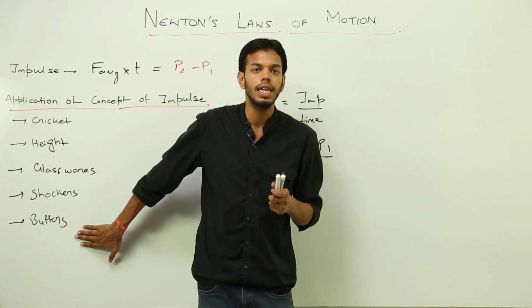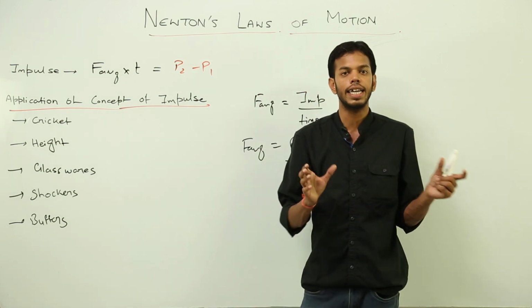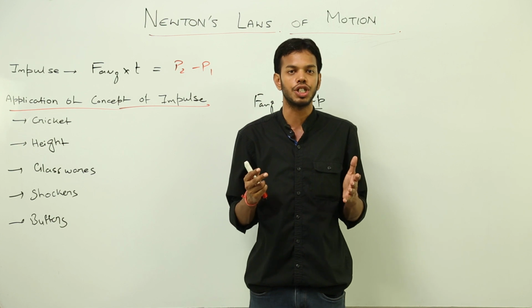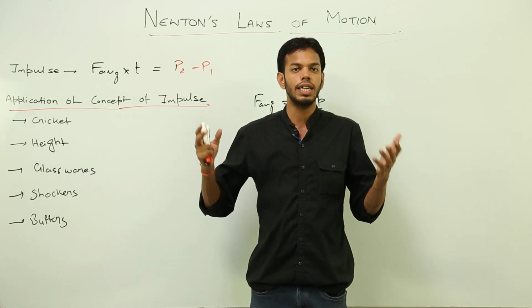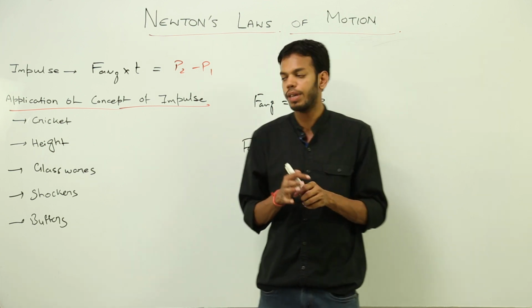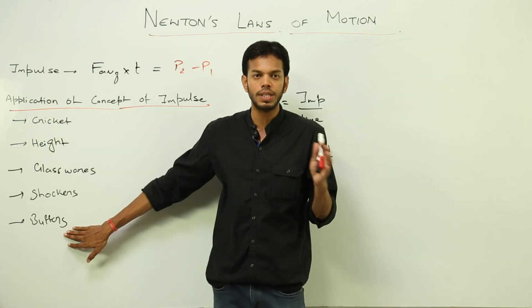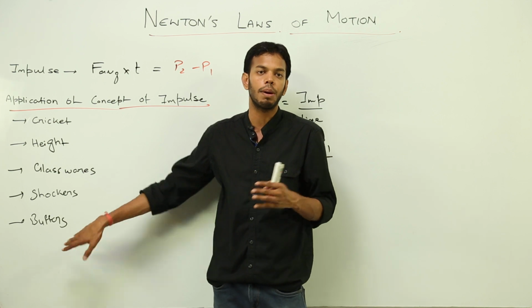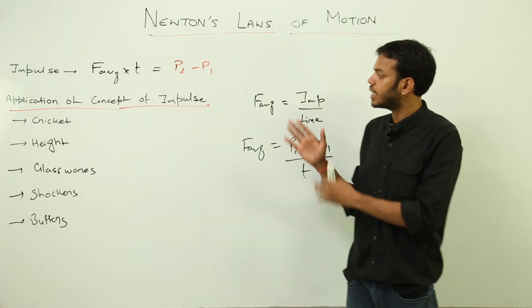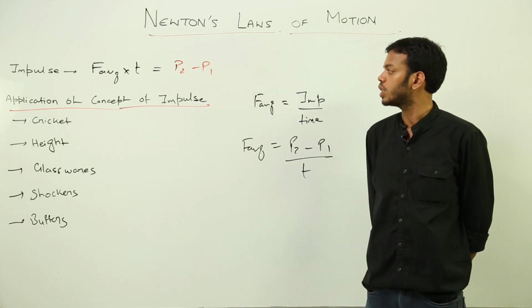Lastly, in trains, the bogies are connected in between by buffers. Buffers are basically a kind of suspension. So whenever a train stops, the bogies do not collide in between. As such, buffers stop them from colliding with the spring action, and buffers increase the time of impact, hence reducing the average force. This is how impulse is used in our daily life.